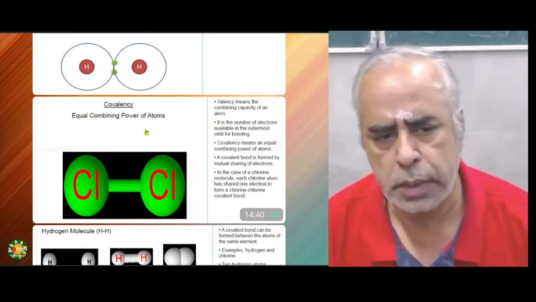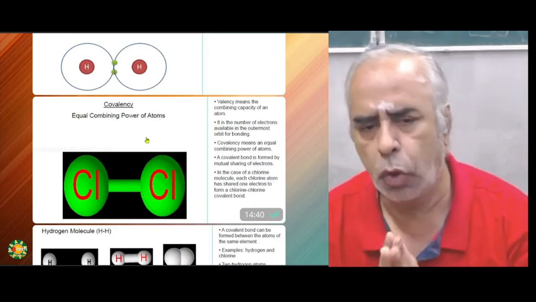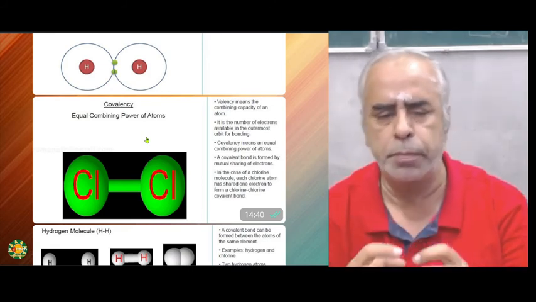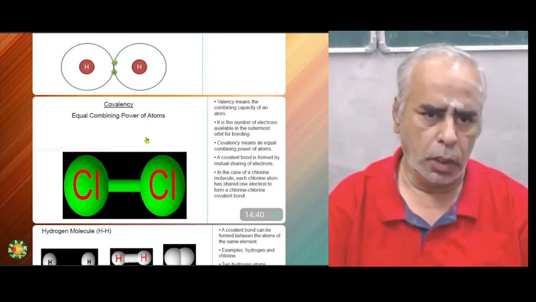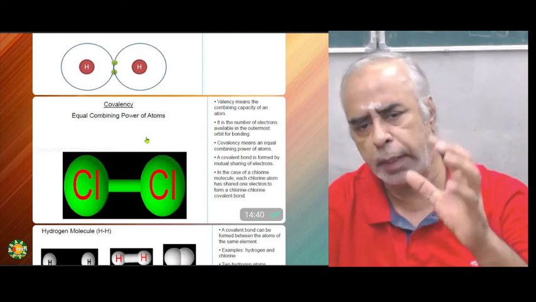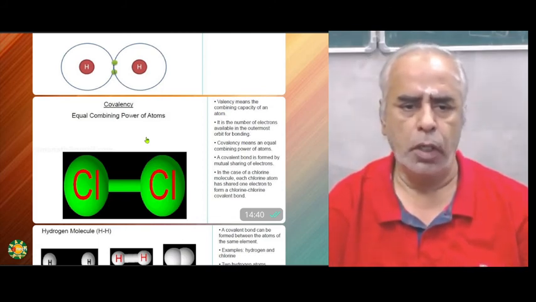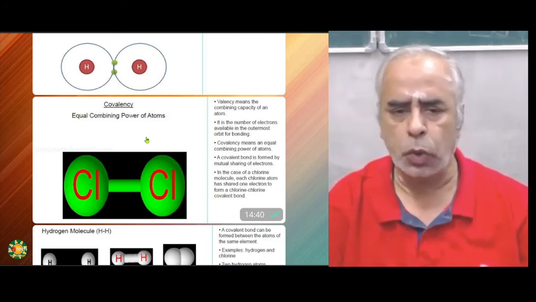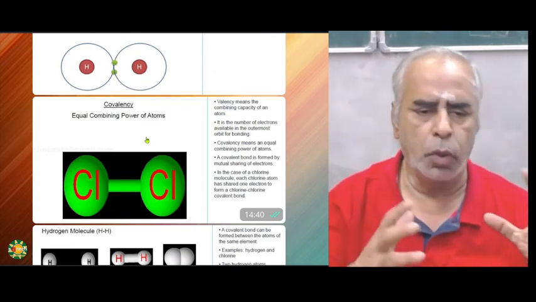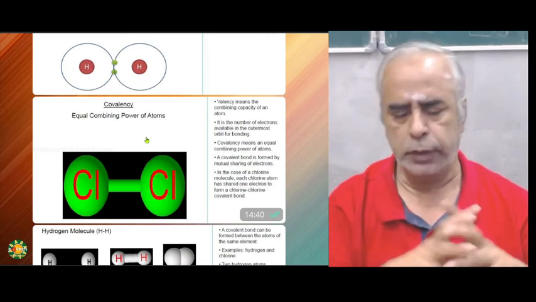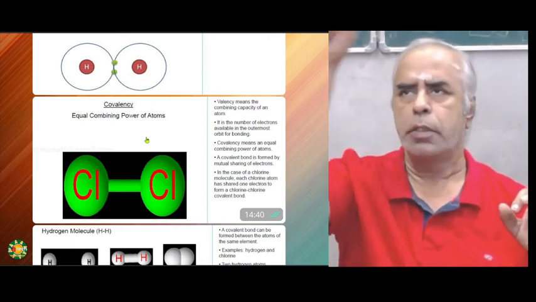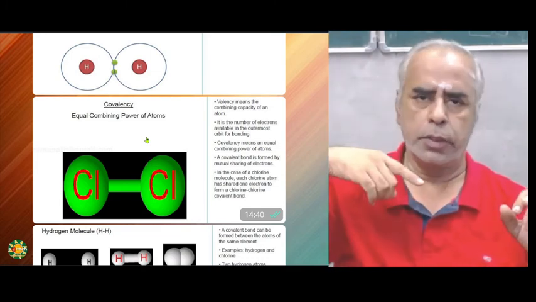So in this case, when I talk about covalency, it is the equal combining power of participating atoms. And therefore, as I already mentioned, valency is nothing but the combining capacity of an atom. It is the number of electrons available in the outermost orbit for bonding. For example, let me say we have got carbon here, first orbit, second orbit, third orbit, likewise.